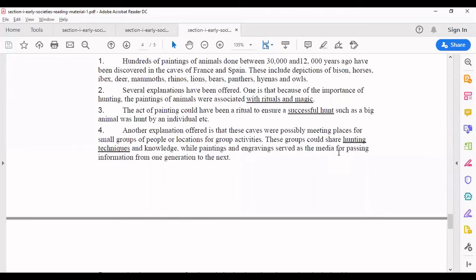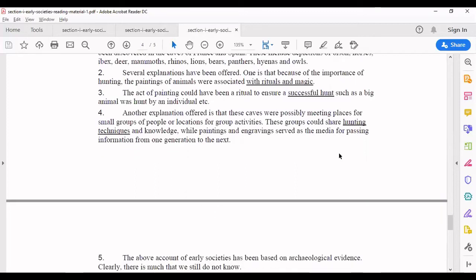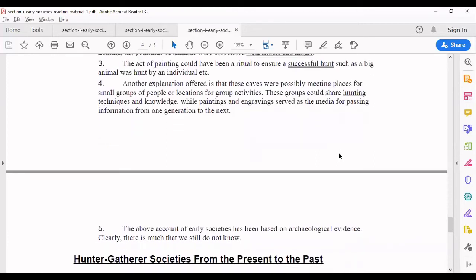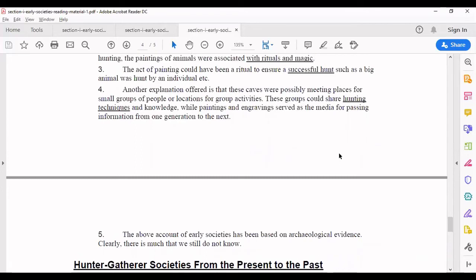These include the depiction of bison, horses, ibex, deer, mammoths, rhinos, lions, bears, panthers, hyenas, and owls. A lot of explanations have been offered. One is that because of the importance of hunting, the paintings of animals were associated with rituals and magic. Now, active painting could have been a ritual to also ensure a successful hunt, such as when a big animal was hunted by an individual.